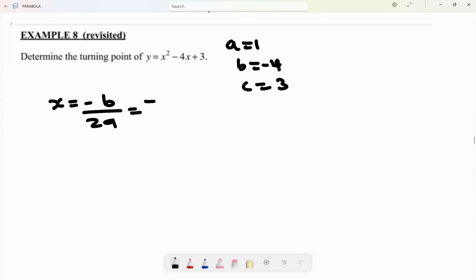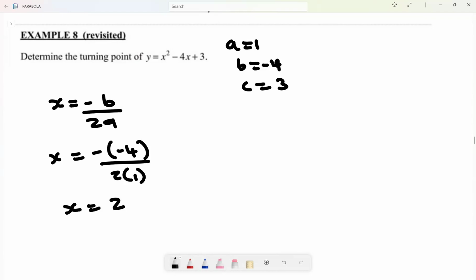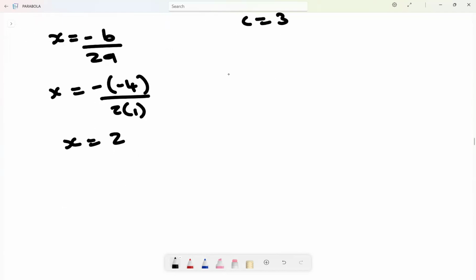So what is negative b? Let me substitute here. x is equal to negative, what is b? b is negative 4, divided by 2, what is a? a is 1. Then x, when you simplify this, you get what? 2. Then if your x is equal to 2, like that, then you need to determine your y.